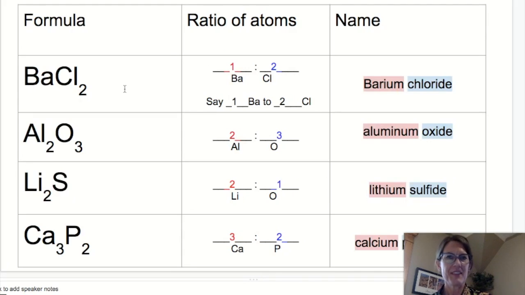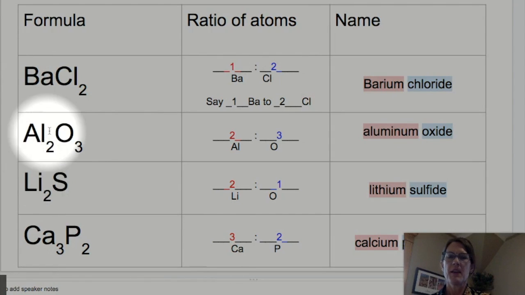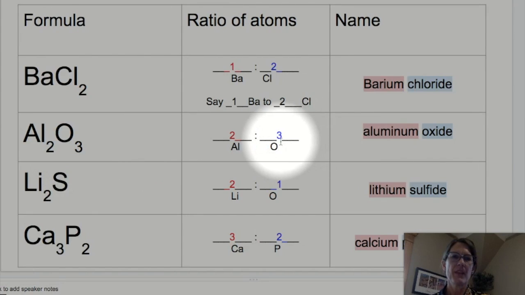And here are the answers then. And now I've done the coloring with the red for the cation and blue for the anion. So 1 Ba to 2 Cl, we just did that one together, barium chloride. And here's what you should have for the rest. So I'll just read through it in case you had any mistakes there. Al2O3, the little 2 means 2 of the thing that come before, so that's 2 Al. And then 3 comes after the O, so 3 O. And then that's called aluminum oxide.